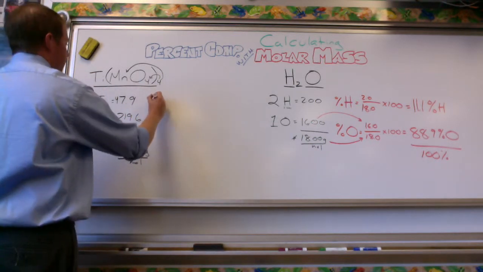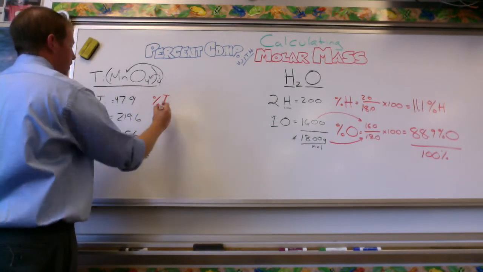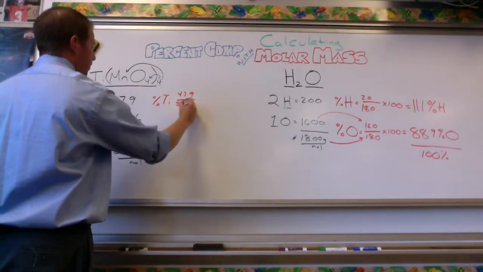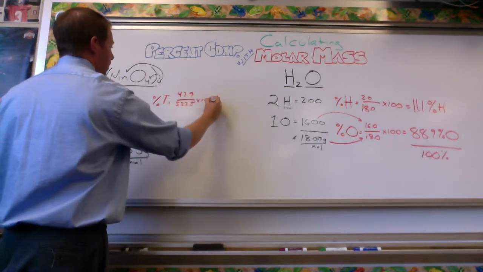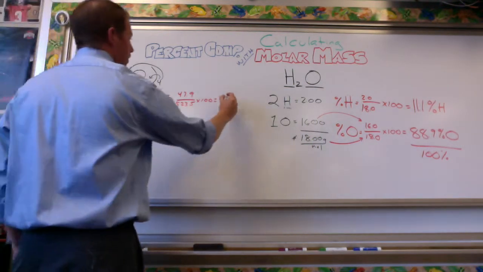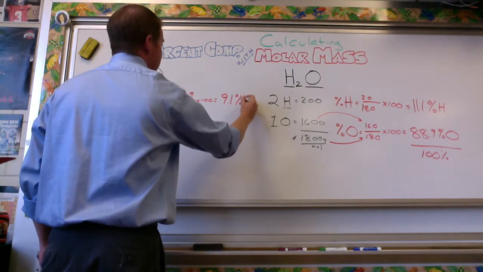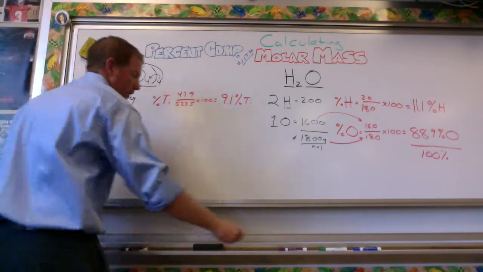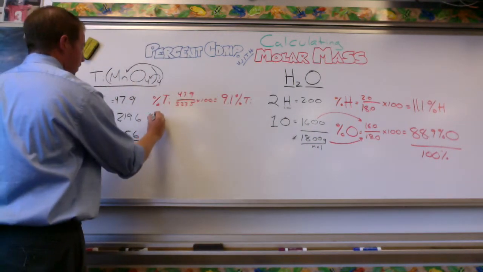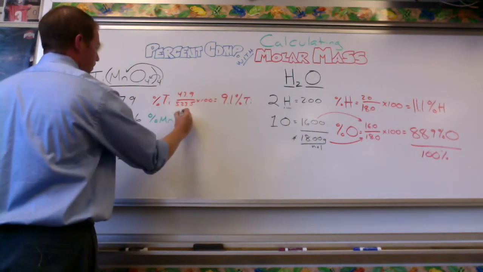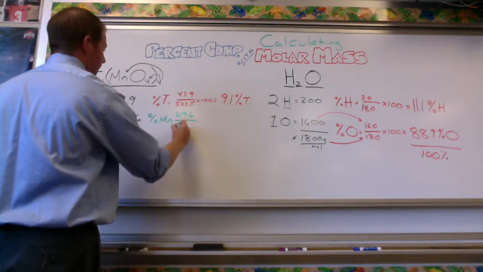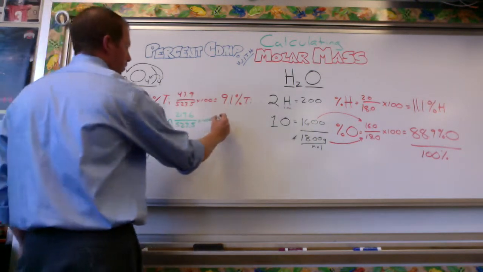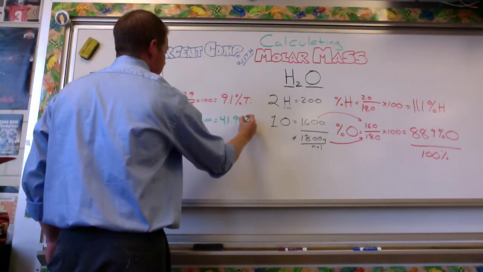Okay. So for percent Ti, 47.9 divided by the whole thing, 523.5 times 100. And that'll give me my percentage of 9.1% Ti. Let's change the color so you can see this a little better. Okay, my percentage of Mn would be 219.6 over 523.5 times 100. Gives me 41.9% Mn.